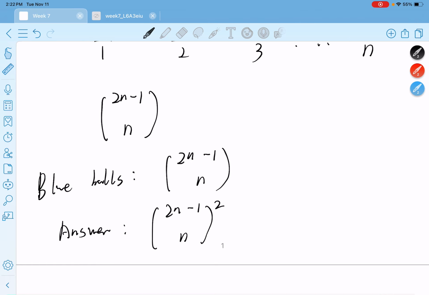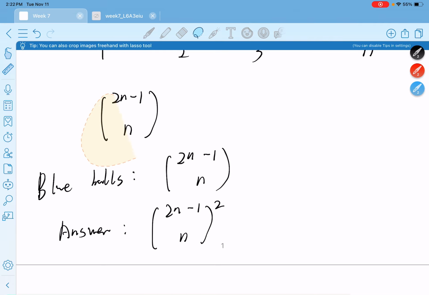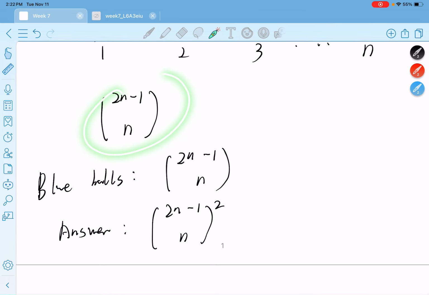Because you can think of each element in this one and each element in that one, each element can be matched with each other. So we actually need to multiply these two answers together, which gives us a square. Yeah. So this is problem 1.3.